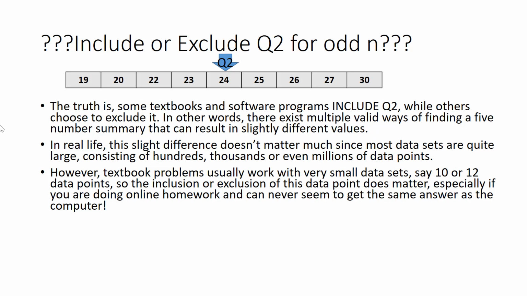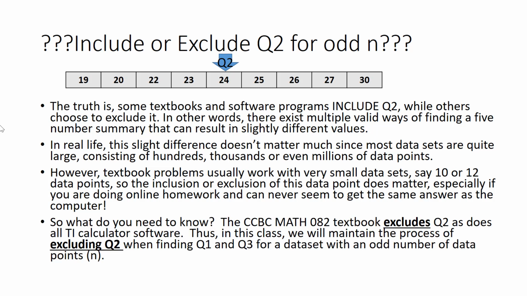So it actually does matter, and it can be especially frustrating if you're using some sort of software where you're typing in the data set or the data values and you keep getting it wrong. So it really is important that you remember and know to exclude Q2 for this course so that you can get it right on a homework or a test. Again, if you look at the CCBC Math 082 textbook, that excludes Q2. And if you're using a TI calculator that does 5-number summaries, that will also exclude Q2. Again, that's what we will be doing in this course.